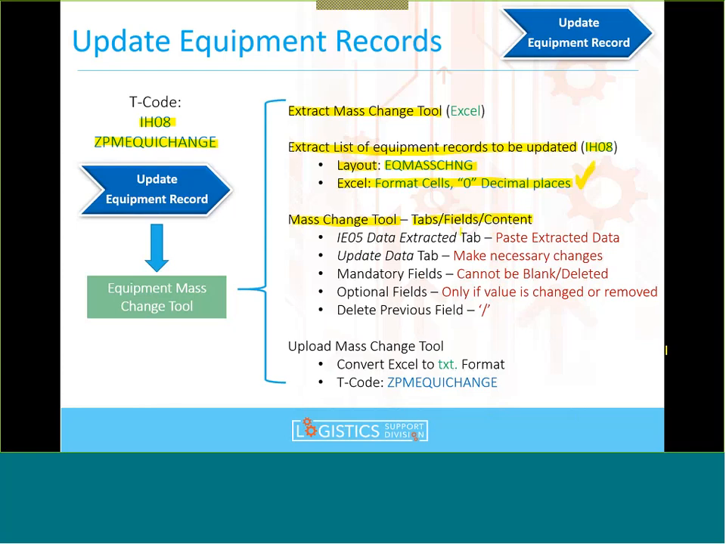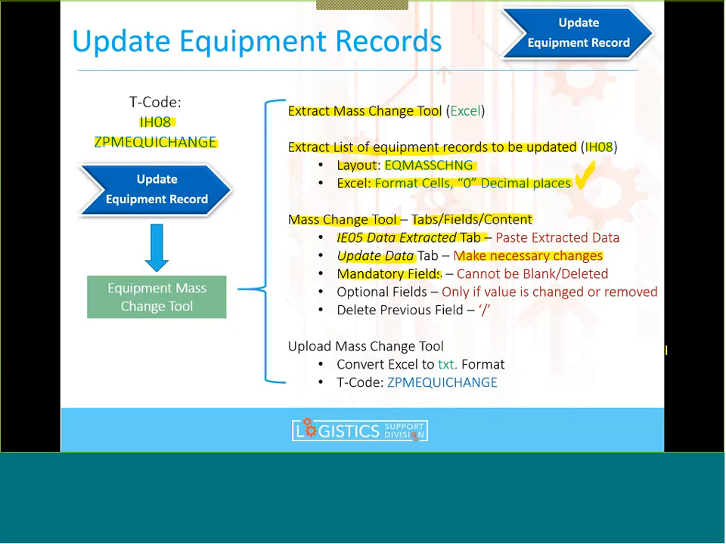One with instructions, one where you're going to paste the initial data that you extract, and one tab that'll be there exactly for the updates that you perform. Okay, the tab that you'll have to just paste the information, and the information I'm talking about, the equipment records to be updated, will be the IE05 data extracted tab. And here's where we're going to paste the extracted data. Then we have the Update Data tab, which is the one right next to it, where we make the necessary changes.